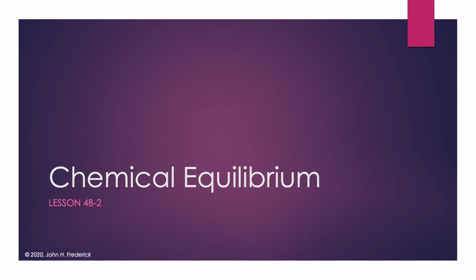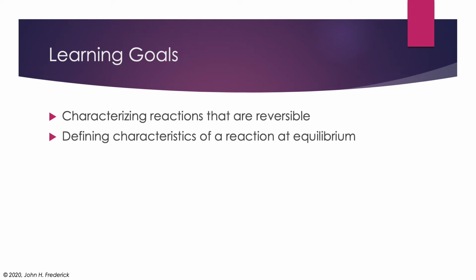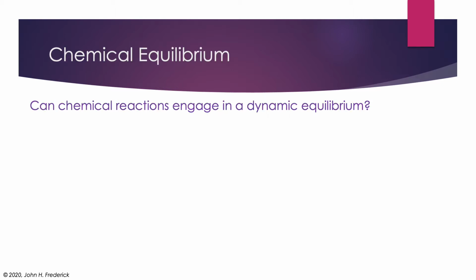We're going to start talking about chemical reactions now, and in particular we're going to focus on a dynamic view of what goes on in a reaction. Our learning goals are going to be to characterize reactions that are reversible and define characteristics that might represent a reaction at equilibrium. So, chemical equilibrium.